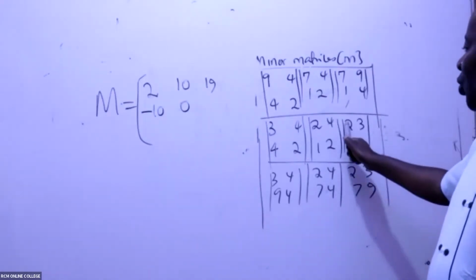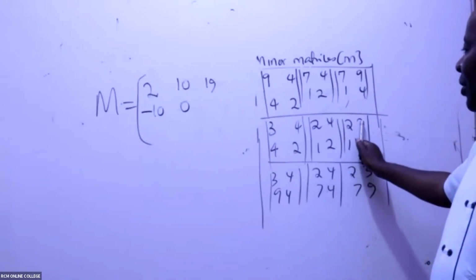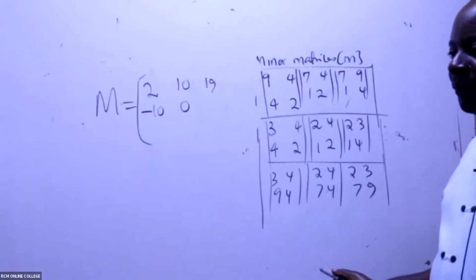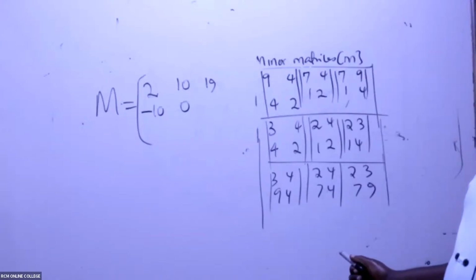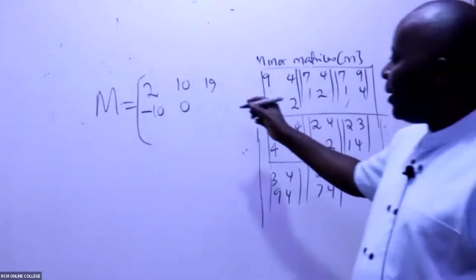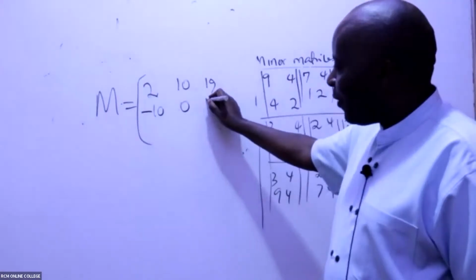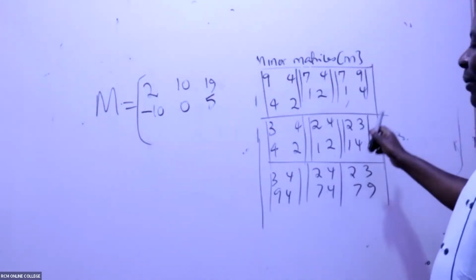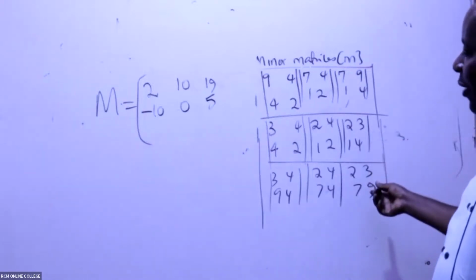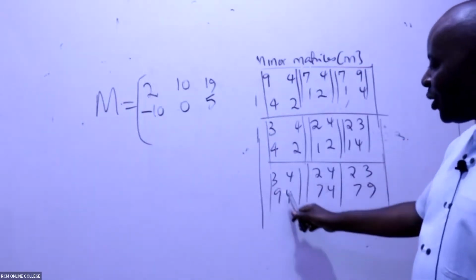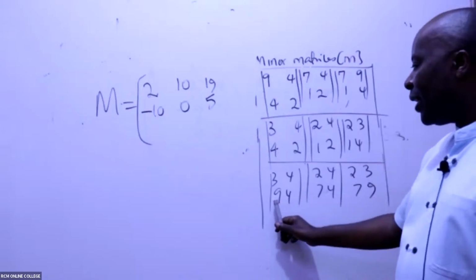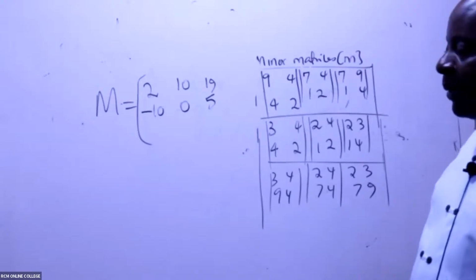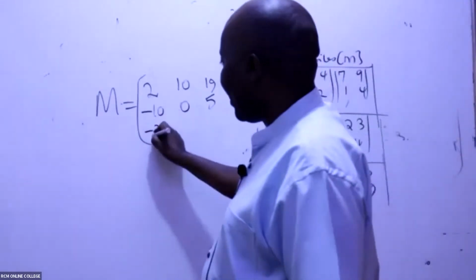Then you come here, 2 times 4 minus 1 times 3. 2 times 4 minus 1 times 3 gives me what figure? So this one here will give me what figure, ladies and gentlemen? Will give me 5, isn't it? So we have here 2 times 4 minus 1 times 3, which gives me 5. So we come to this one here. This one will be 3 times 4 minus 9 times 4, which gives me minus 24, right? So this gives me minus 24.